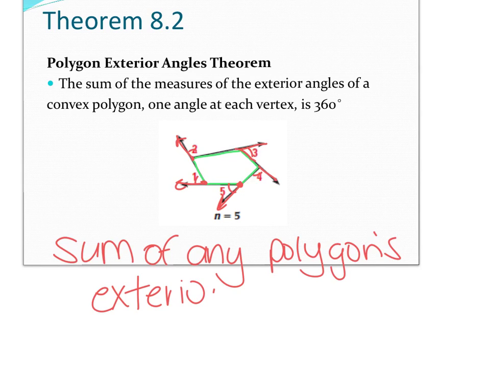So this does not change. It's any polygon. It could have 5 sides, it could have 50 sides, and the sum of all the exterior angles is still 360. The interior is going to change by the number of sides there are, but the exterior does not change. The sum is always 360.